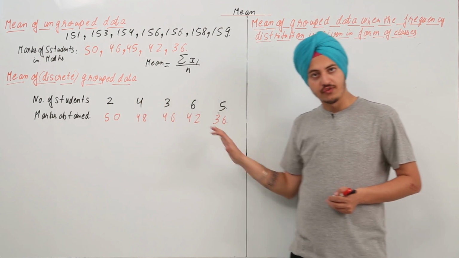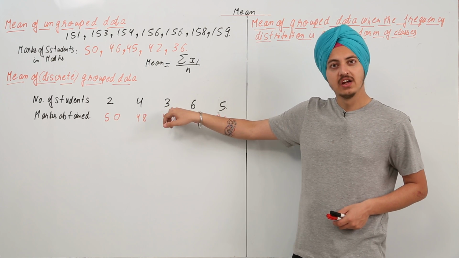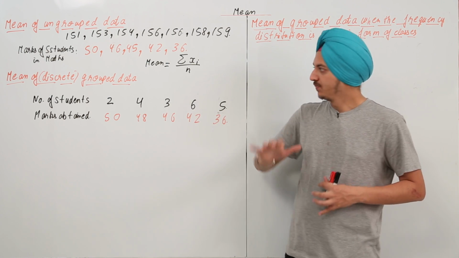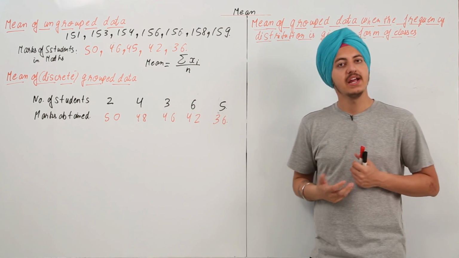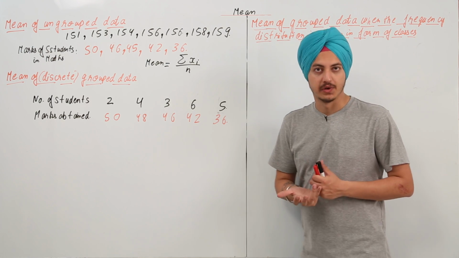We add all of them and divide them by 2 plus 4, 6 plus 3, 9 plus 6, 15 plus 5, 20. Add all of these and divide them by 20. This is how we do it, right? So now we have another way to do it.